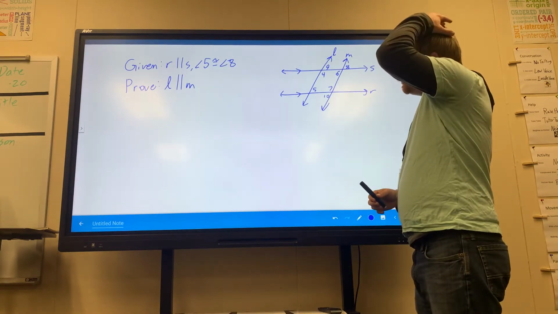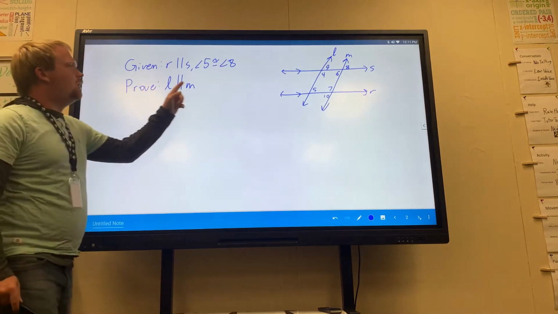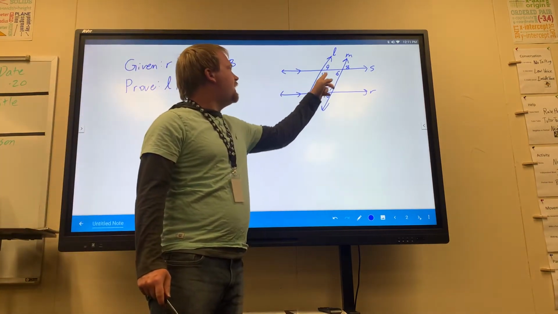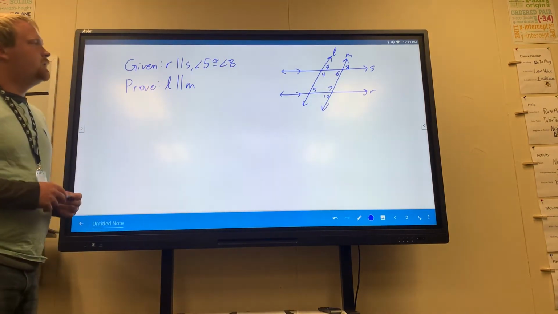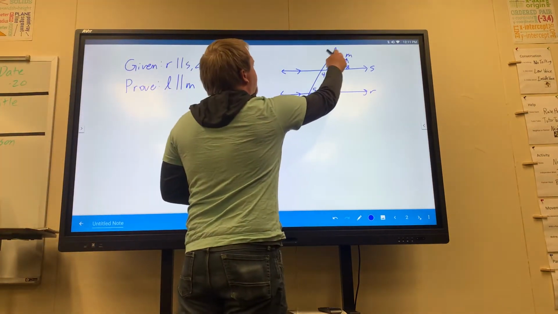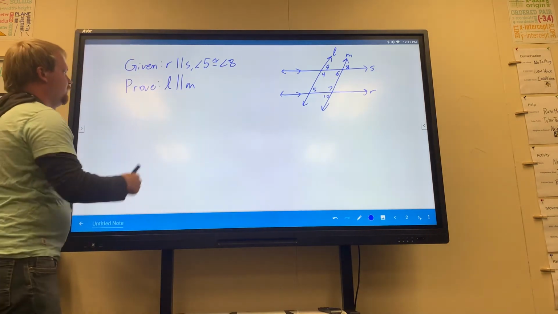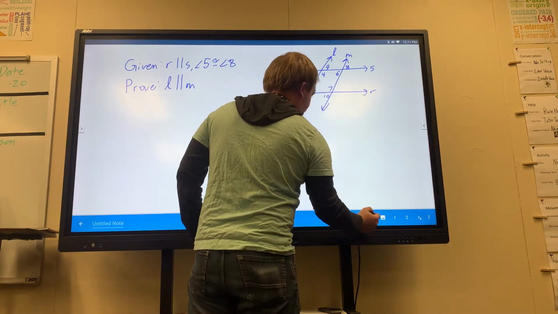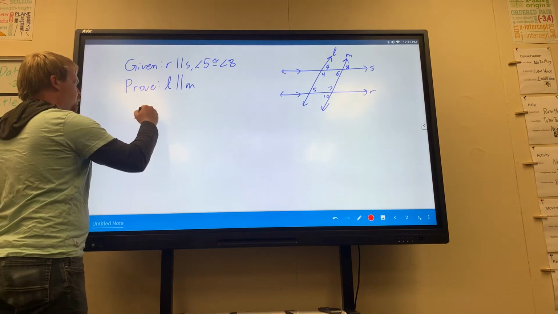So, for example, I have given information that R is parallel to S, but also angle 5 is congruent to angle 8. Okay? Now, what we want to do is be able to prove that line L and M are parallel to each other. So the first thing I want to do is, you guessed it, make a two-column proof. And I'm going to put it in red, so that way we can show what our work is.